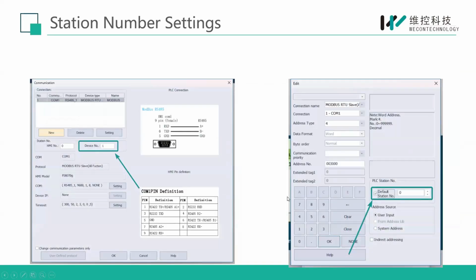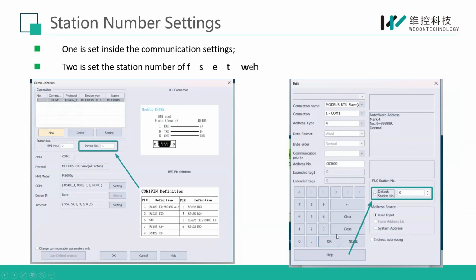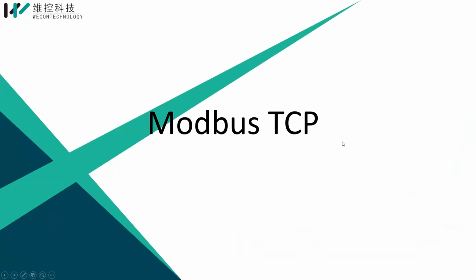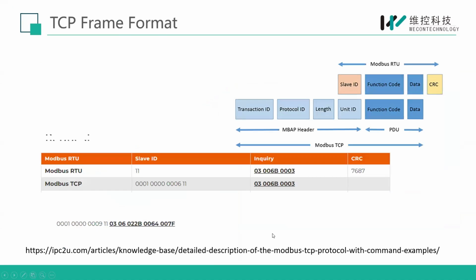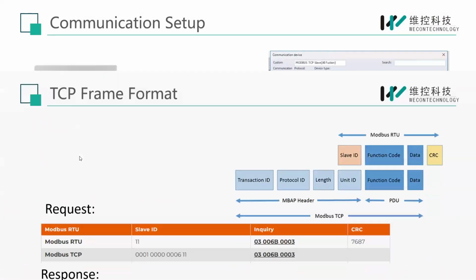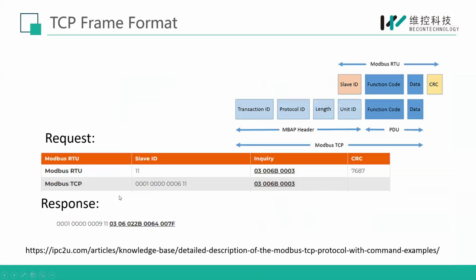So we will move on to the TCP part. Here is the Modbus TCP communication. Like the 485, there are some differences in the TCP frame format. Here is the frame format of the Modbus TCP. Slave ID inquiry. In Modbus RTU, this type of frame is also available in Modbus TCP.